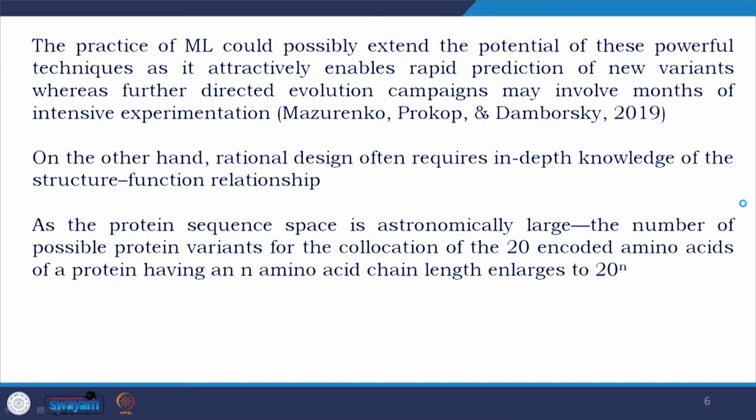As the protein sequence space is astronomically large, how large is it? The number of possible protein variants for the total collection of 20 encoded amino acids of a protein having n amino acid chain length enlarges to 20 to the power n. So, you have 20 amino acids and you have n positions. So, 20 to the power n.